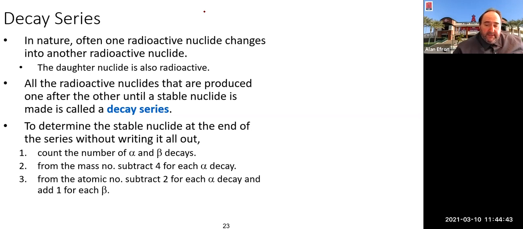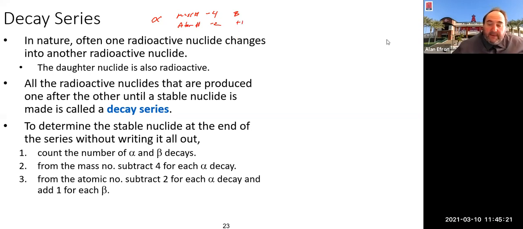And what you could do is, from the mass number, subtract 4 for every alpha decay. So for every alpha decay, from the mass number, which is our number up there on top, we would subtract 4. And for every alpha decay, we would subtract 2 from our atomic number. And for every beta decay, we would add 1 to our atomic number.